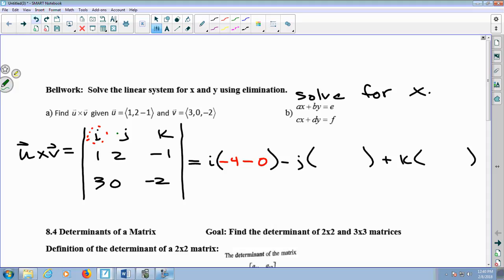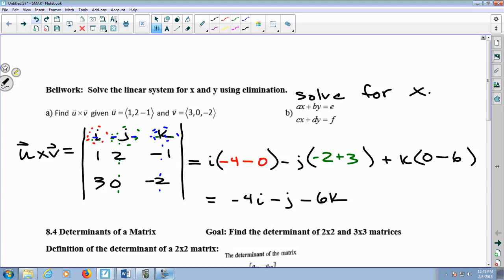Then for j, I eliminate the row and column of j. I'm left with 1, negative 1, 3, negative 2, and we do the determinant of that 2 by 2, which is 1 times negative 2, which is negative 2, minus 3 times negative 1, which is negative 3, so that'd be plus 3. And then for k, we eliminate and have 1, 2, 3, 0, so 1 times 0 is 0, minus 3 times 2 is 6. Then we simplify, and that would be negative 4i, minus 1j, and then minus 6k.